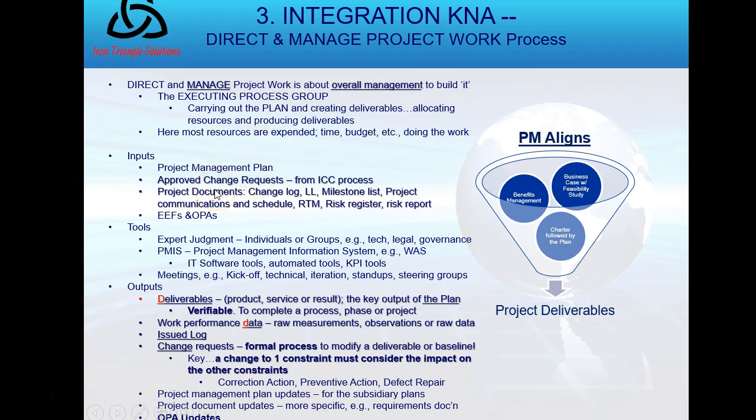And then of course as inputs, you have project documents, including the change log. LL is lessons learned. RTM is requirements traceability matrix, and others. Moving on then to the tools of direct and manage project work. Expert judgment, and I've said many times now, it's individuals or groups with specialized knowledge. Your PMIS we talked about earlier, the Project Management Information System. An example of that is the WAS, the Work Authorization System. So here's a system which may be automated that does something important for you about sharing information. The WAS says no activity will start until the project manager formally authorizes it. And that's the Work Authorization System. It can be a type of software tool, could be an automated tool, etc.